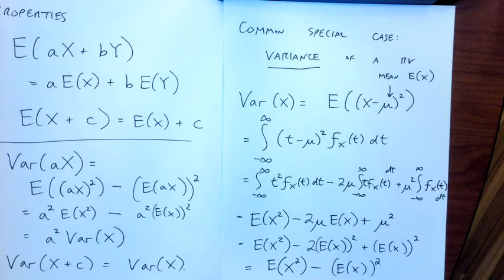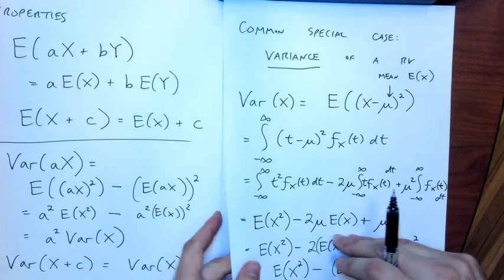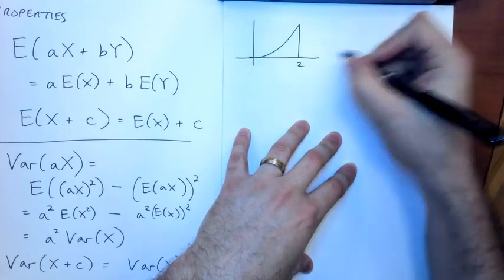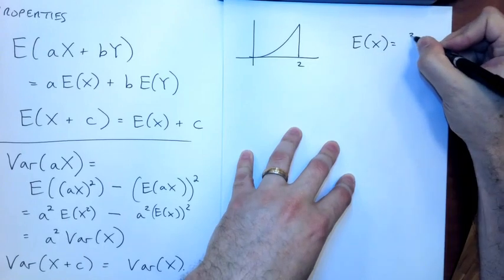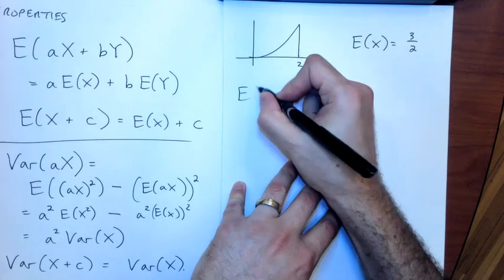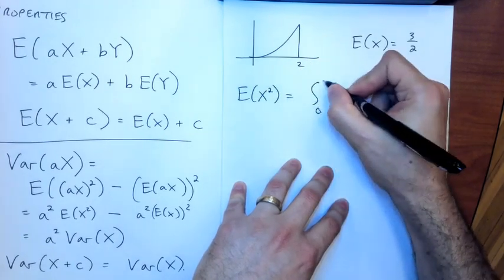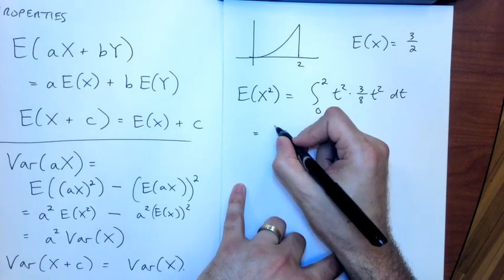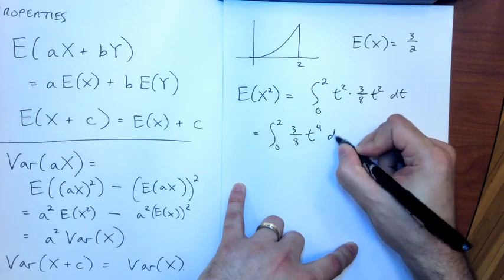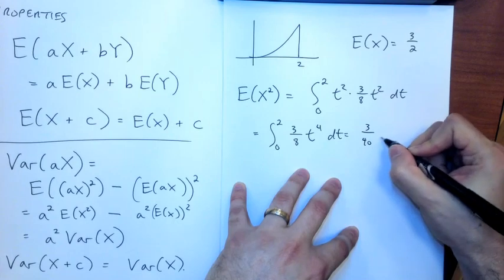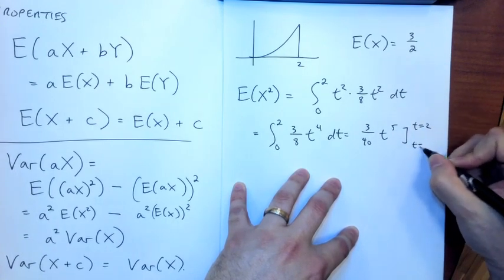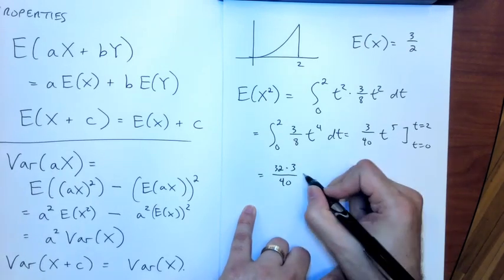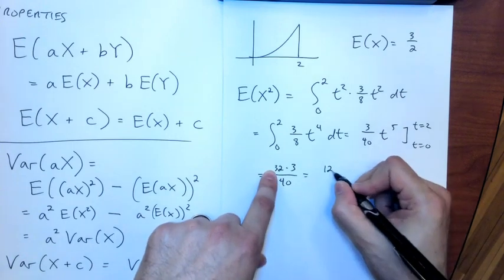Just for the sake of argument, let's compute the variance of that distribution that I was using before. From the previous sheet, I know that the mean is 1.5. What is the expected value of x squared? It's going to be the integral from 0 to 2 of t squared times 3/8 t squared dt. So now I'm going to have 3/8 t to the 4th power, which means I'm going to have 3 over 40 t to the 5th, evaluated at t equals 2 and t equals 0. When I plug 2 in there, I get 32 times 3 over 40, which, since these are both multiples of 8, is 12 over 5.